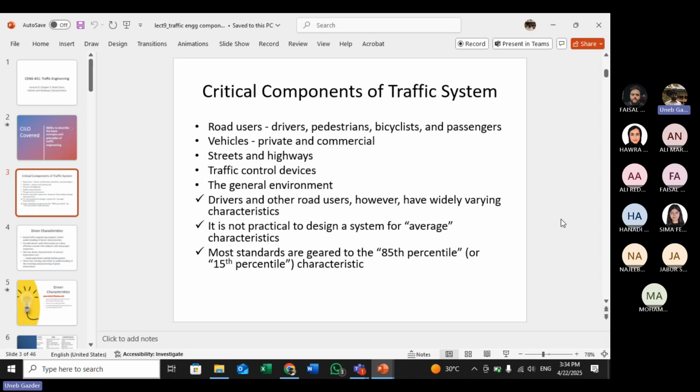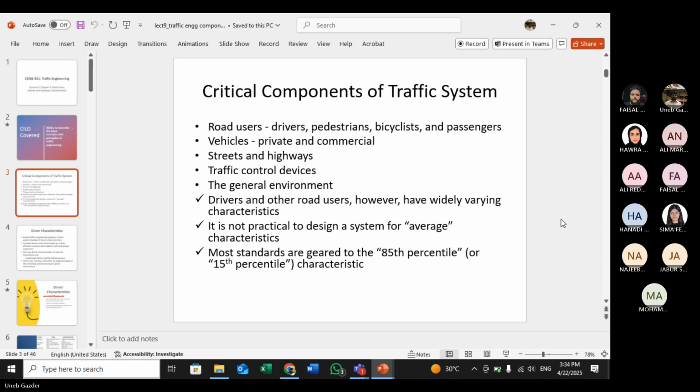So we do not take an average value, because average will not cover most. Average will cover half. Average means in the middle, right? So average will cover half. We want to cover most of them. So most of them meaning that they have set a standard that you should cover at least 85% of the people. So that's why we take 85th percentile as our design value.